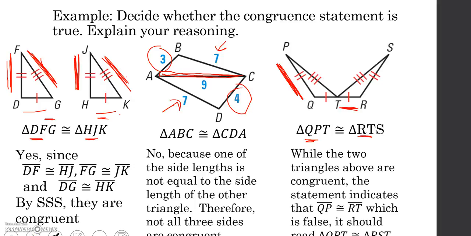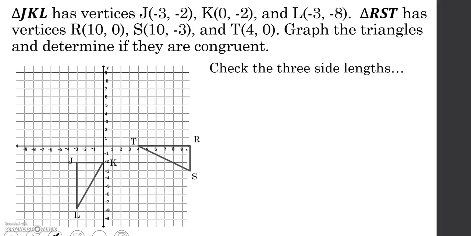So while the two triangles above are congruent, the statement indicates that QP is congruent to RT, which is false, and instead, and I know it's really hard to read, it's probably got cut off, it says QPT is congruent to RST. Okay. Our last example here is just using a graph to do this exact same thing.